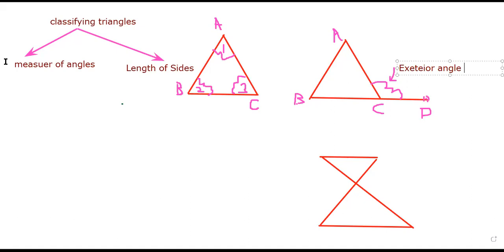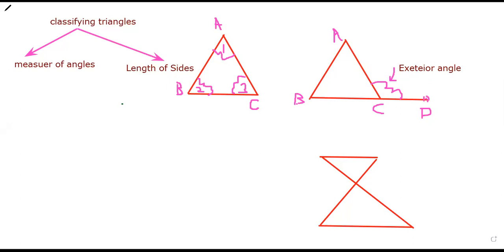The measure of exterior angle equals what? Okay, Lujain, could you please tell me what is the measure of exterior angle? It's 180. I'm not talking about 180. I'm talking about the measure of exterior angle equal what? The sum of two remote angles. Thank you. The sum of two remote interior angles, right?